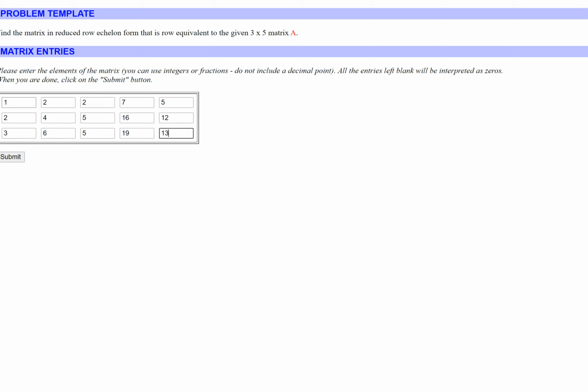And again, take a moment to make sure you entered those values correctly. It'd be terrible to proceed from here with a typo in our entries, so verify your values are correct. I'm going to go by column: 1, 2, 3, 2, 4, 6, 2, 5, 5, 7, 16, 19, 5, 12, 13. I believe I have it correct.